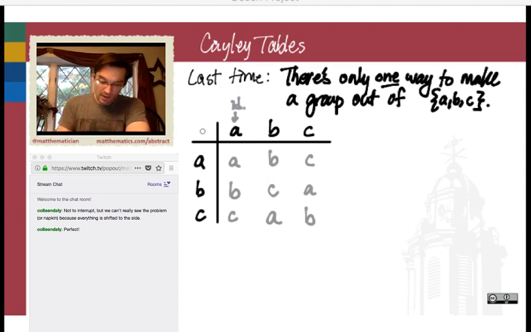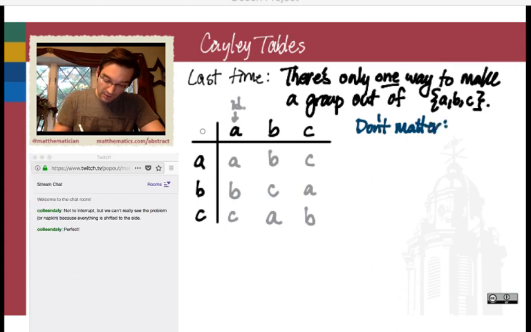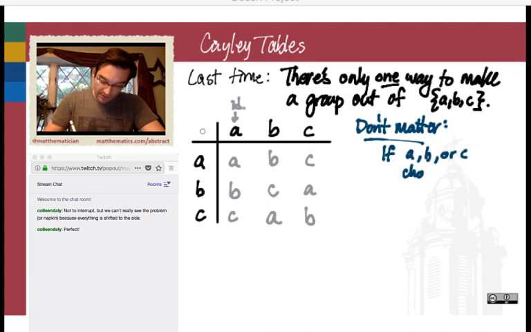I want to make one quick point before we go further, and it's related to something we've been talking about in class. This is what we're claiming here, the only way to make a Cayley table out of this set of elements. But we did have to make a choice. We had to make at least one choice. Right? We had to choose which of these three elements our identity was. And so that's a choice that we want to kind of agree doesn't matter. So it doesn't matter if A, B, or C is chosen as the identity.